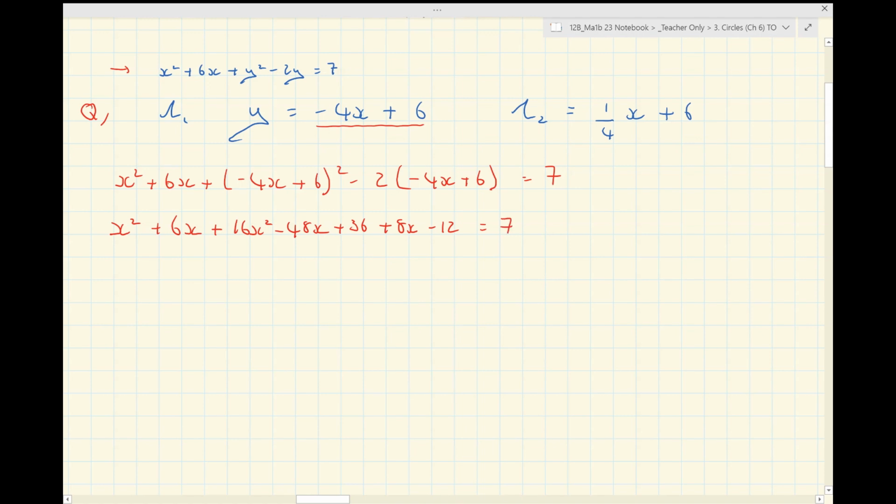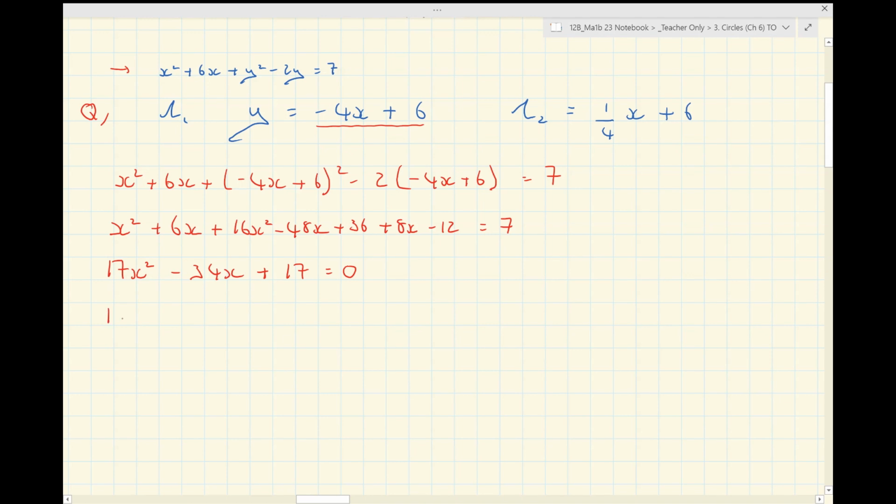Okay, now I need to tidy that up. So how many x squareds have I got there? 17x squared. What about the x's? I've got minus 48x's plus 8x is minus 40x's. Then I've got plus 36 minus 12 gives me 24. Take away 7 gives me plus 17.